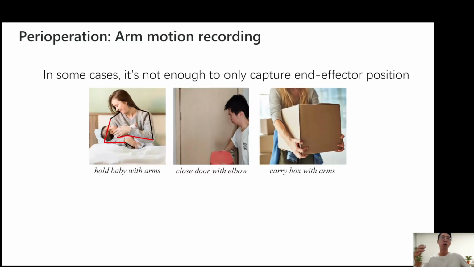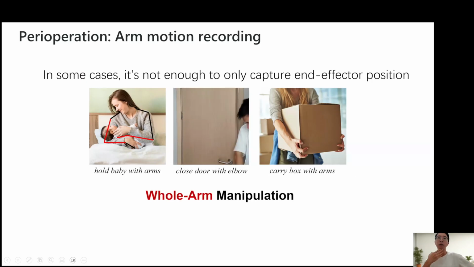The first part of my talk is about arm motion recording. And when we talk about arm motion recording, some people might say, oh, you just need to capture the end effector. But that's not true, that's not enough in some cases. In our daily manipulation, sometimes we'll need to use our forearm and chest to conduct whole body manipulation, including holding babies or carrying heavy boxes.